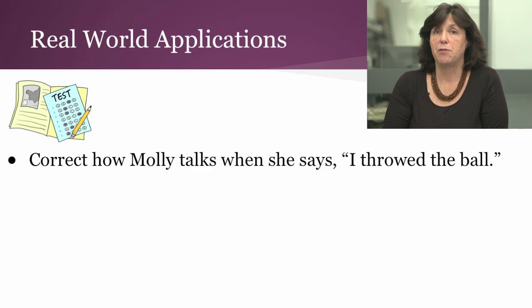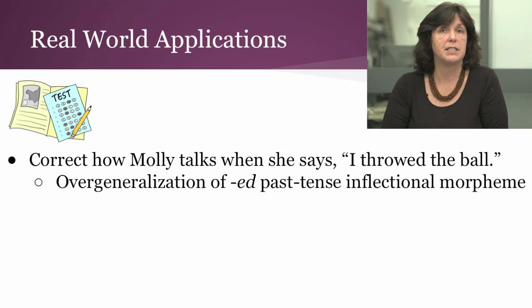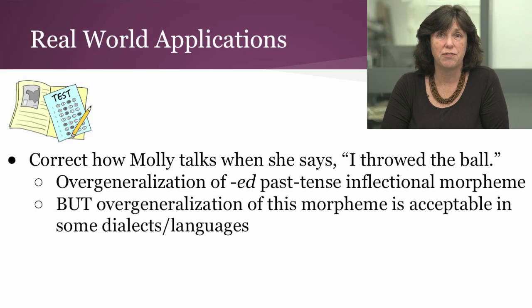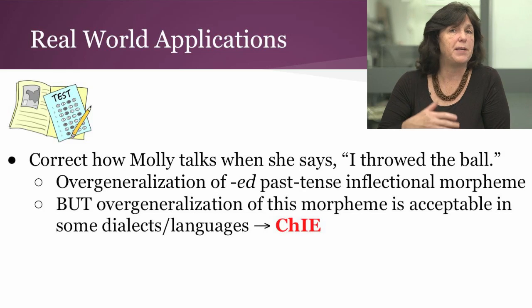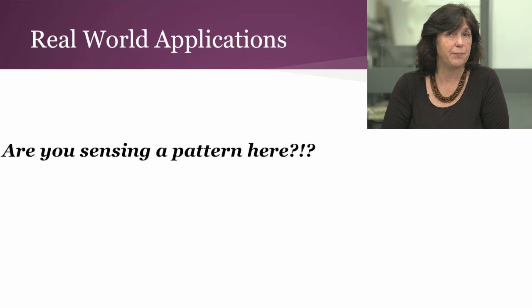Here's another example of a prompt. Correct how Molly talks when she says, "I throwed the ball." What morphosyntactic feature are we looking at here? We're assessing overgeneralization of the -ed past tense inflectional morpheme. Overgeneralization of this morpheme, however, is grammatically acceptable in some dialects. In Chinese-influenced English, for example, "I throwed the ball" might be a grammatically correct statement. Are you sensing a pattern here?